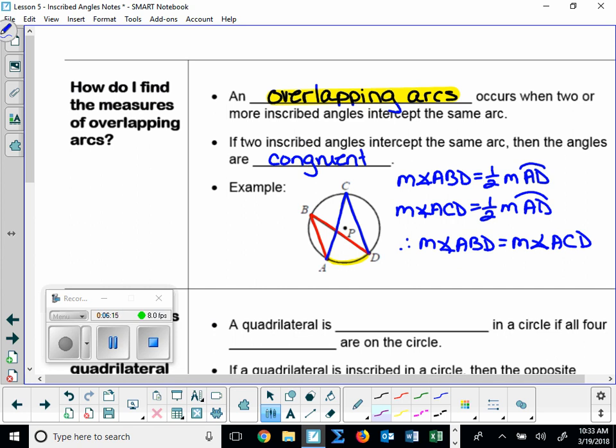Overlapping arcs. Color, for me, is critical. I actually trace the angle in a color, and that lets me see exactly where I'm intercepting the circle.